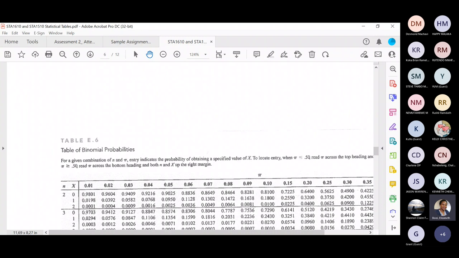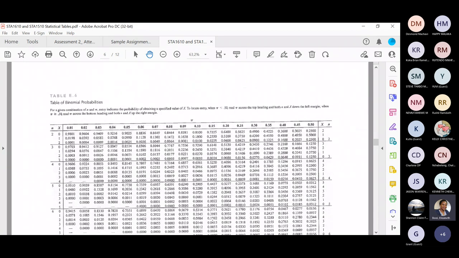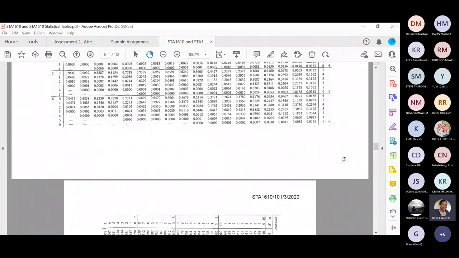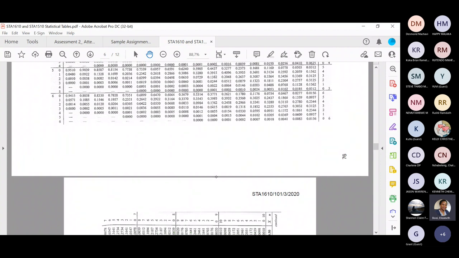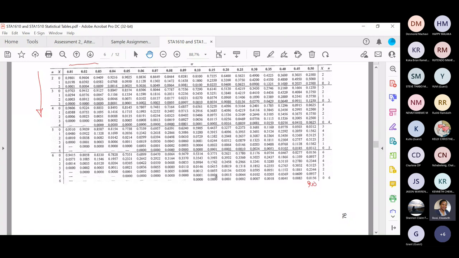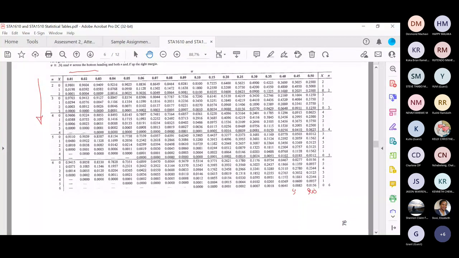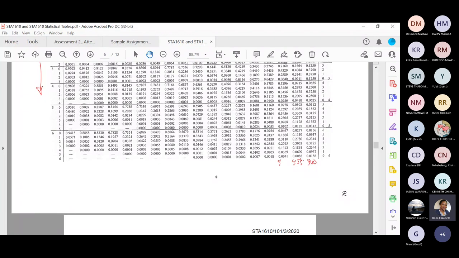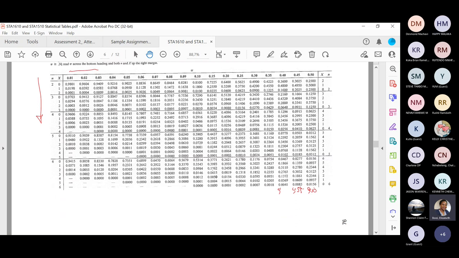You need to know how to read the binomial table. You still remember that the binomial table has left and right values and bottom and top values. Anything at the top where the probabilities are small, we use the left-hand side. The bottom probabilities, like 0.50, 0.55, 0.60 and so on, we use the right-hand side. So you just need to always know that.